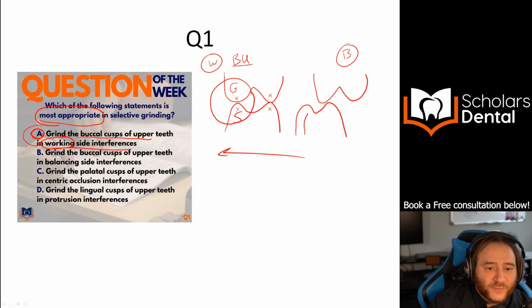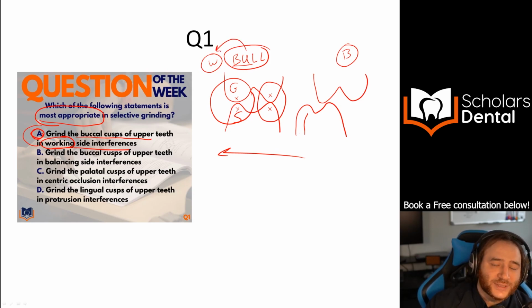Now, if the interference is between these two, then I don't want to grind the upper palatal cusp because that's a primary holding cusp, the supporting cusp. I would want to grind the lower lingual. And that's why we get this rule called the BULL rule on the working side. We prefer on the working side to grind the buccal upper and the lower lingual. That's why option A is appropriate.